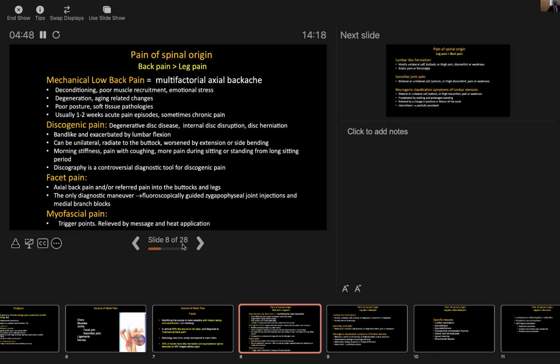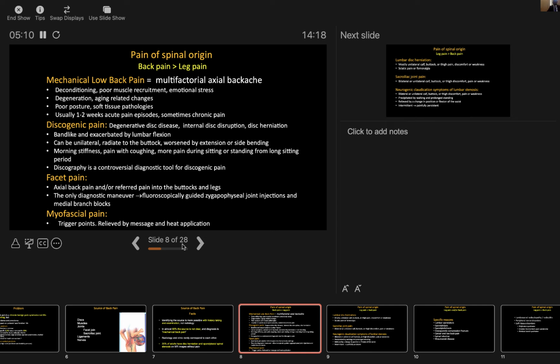For example, for mechanical low back pain, if the reason is not clear, there are always deconditioning, poor muscle recruitment, emotional stress, and you see degeneration, aging-related changes.